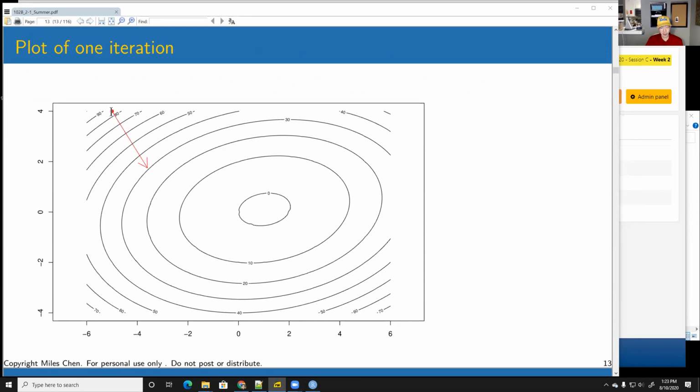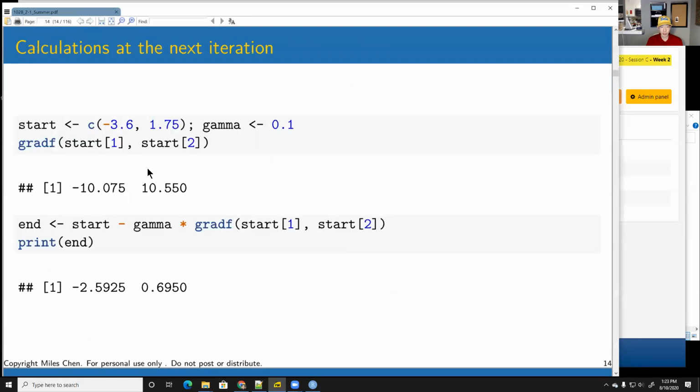Okay, so we started out at negative 5 comma 4, and this is our ending location, negative 3.6, 1.75, okay? And we can see this basically climbs downhill, all right? And so we have gone downhill. And then now we are at this location, negative 3.6, 1.75, and we would iterate, okay? So now my start location is negative 3.6, 1.75. I'm just going ahead and using the R function rather than going through the work of calculating these all by hand here. All right, so the gradient at negative 3.6, 1.75 points in this direction.